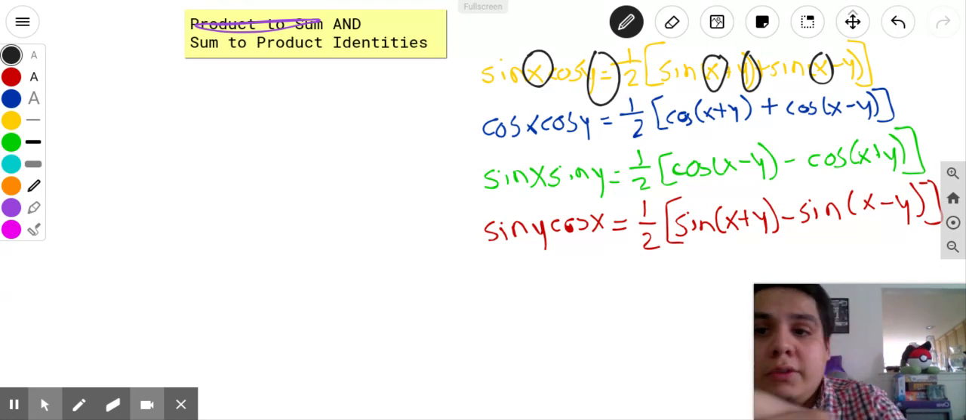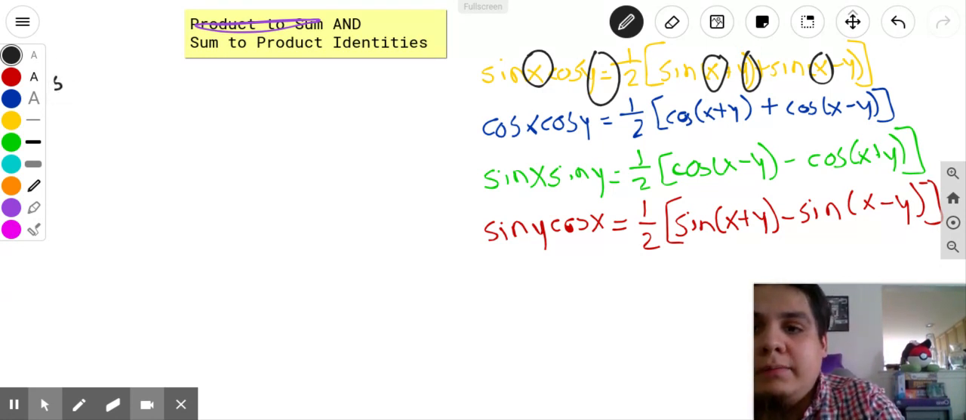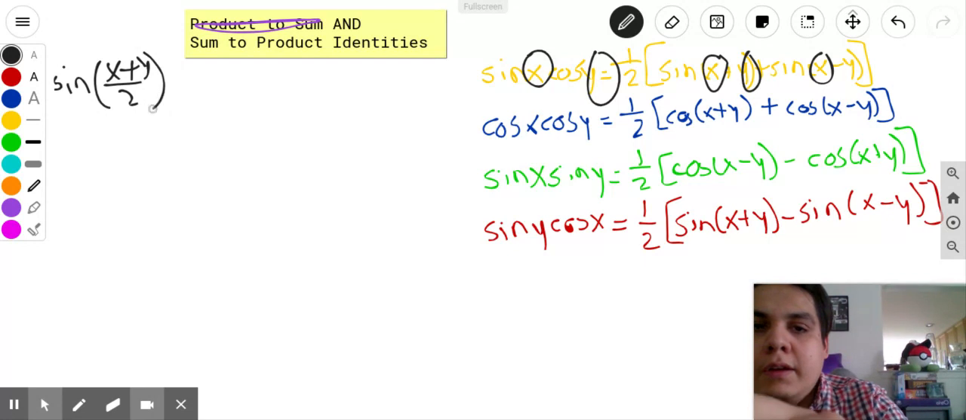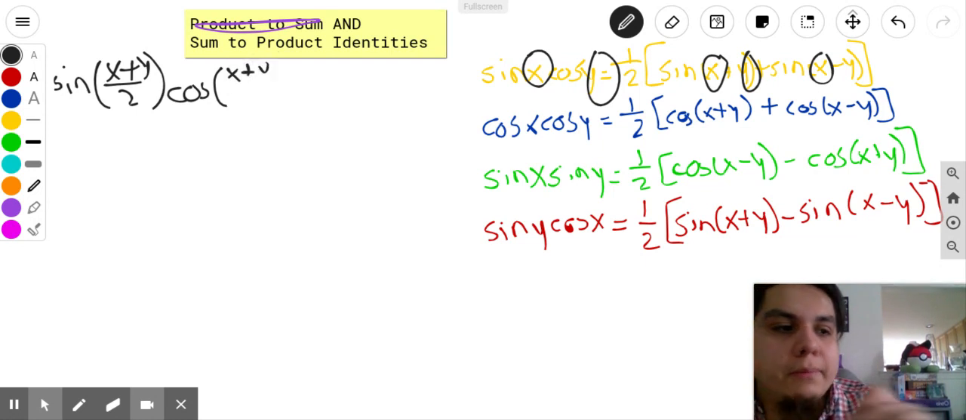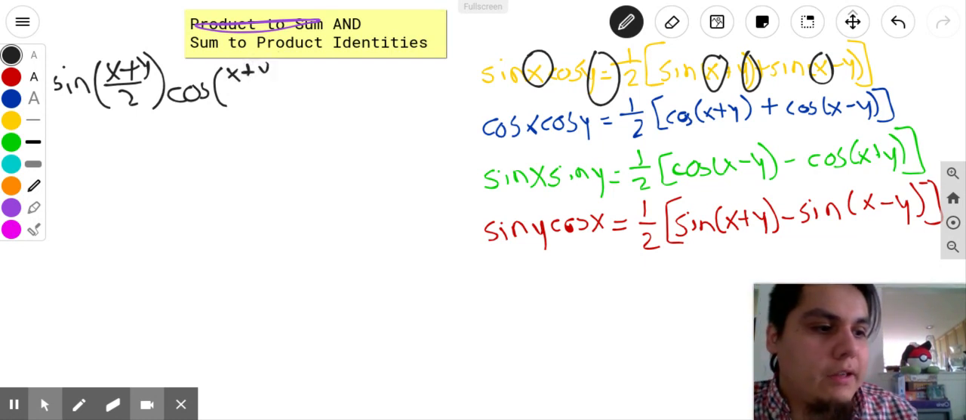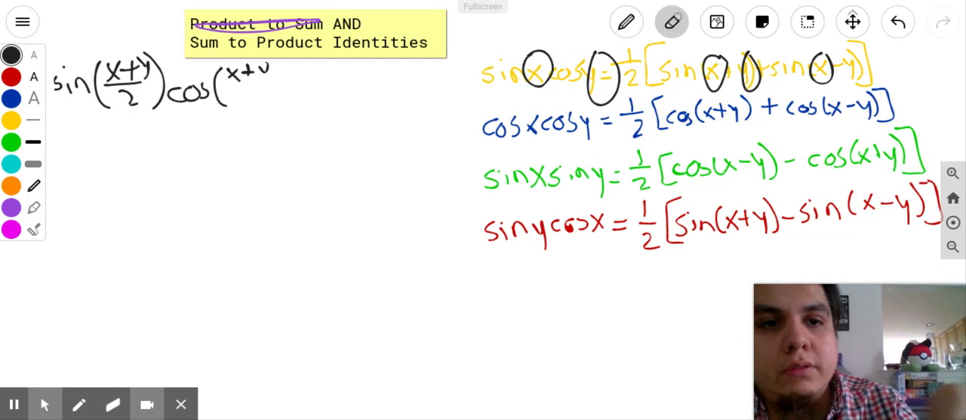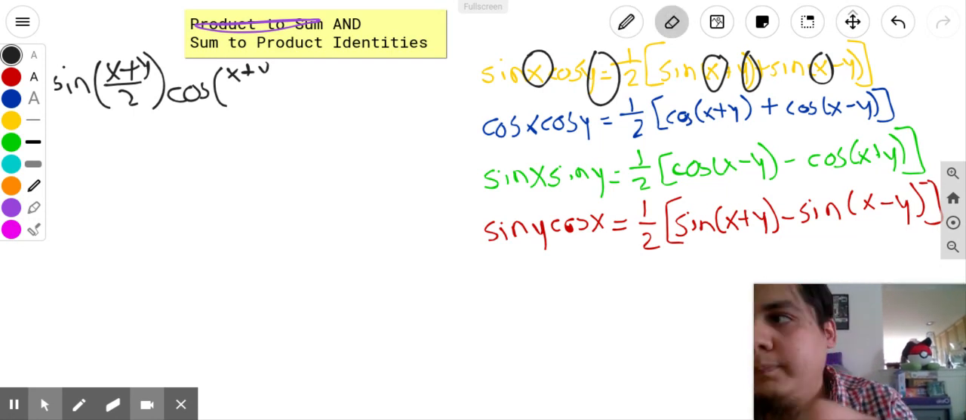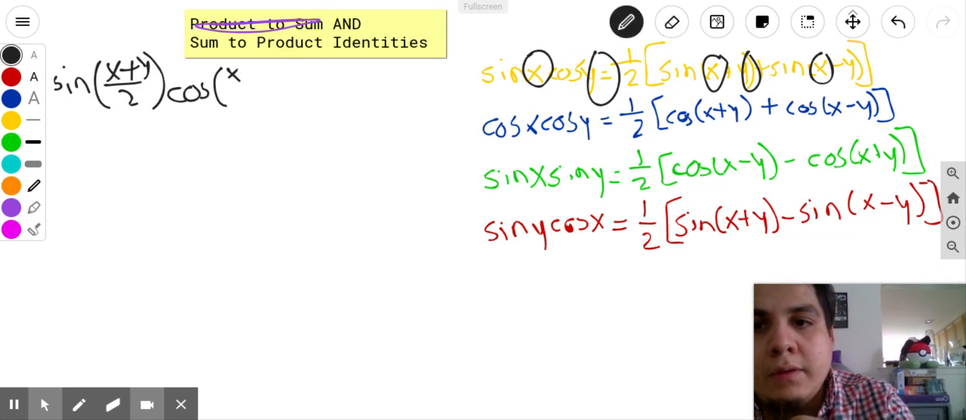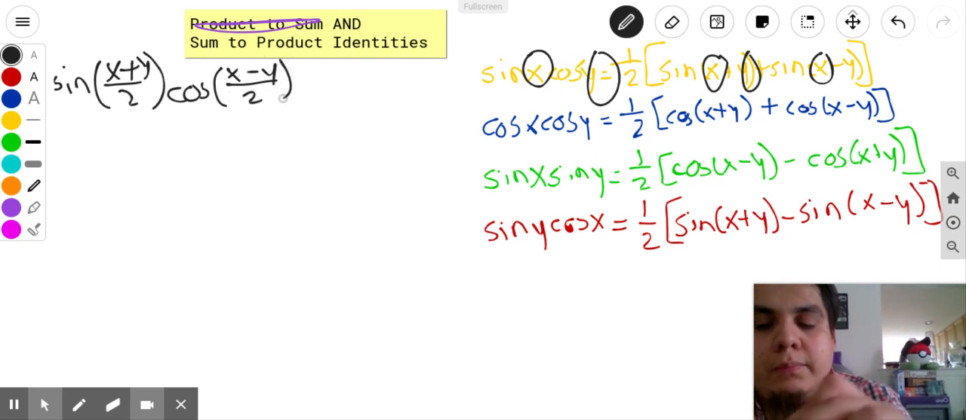So what I'm going to do is sine of x plus y divided by 2 times a cosine of x plus, oh, not plus. I want to do minus, I believe. Yes, that is what I want. This one should be a minus over 2.